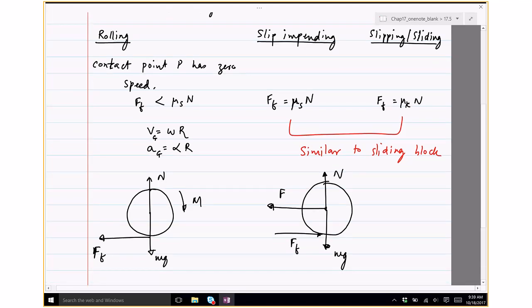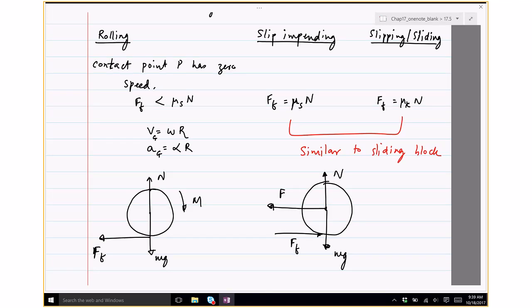So you can expect, well, you could see a problem like this where you could either have a moment M or a force F, and you're told to find friction forces, you're told to find the acceleration and find the linear and angular acceleration, and sometimes you're also asked to find if it's slipping or not slipping.